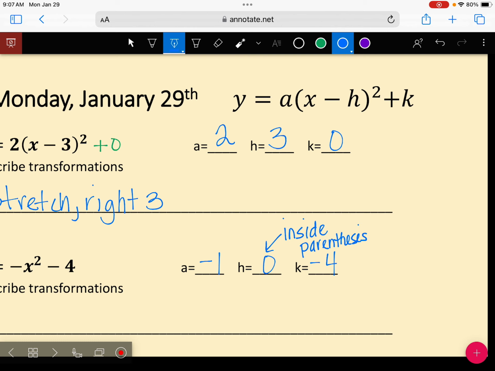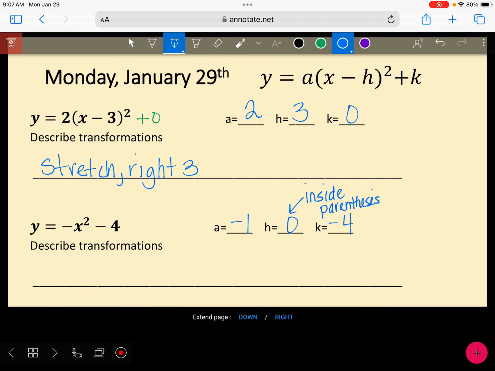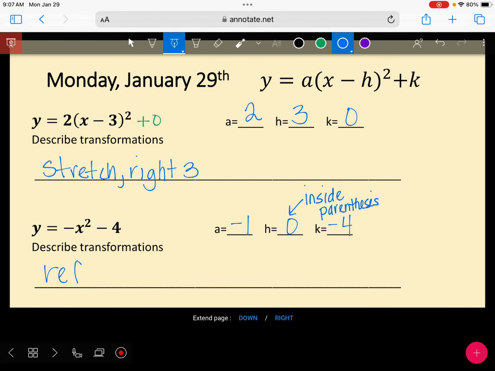All right, so looking at your page, when A is negative, what does that do to our parabola? Flips down. Because A is negative, it's going to reflect down, which means that now our graph is a frown. Whenever A is negative, it's upside down like a frown. Does this graph go left or right? If H is 0, will your graph go left or right? Nope, does not go left or right.